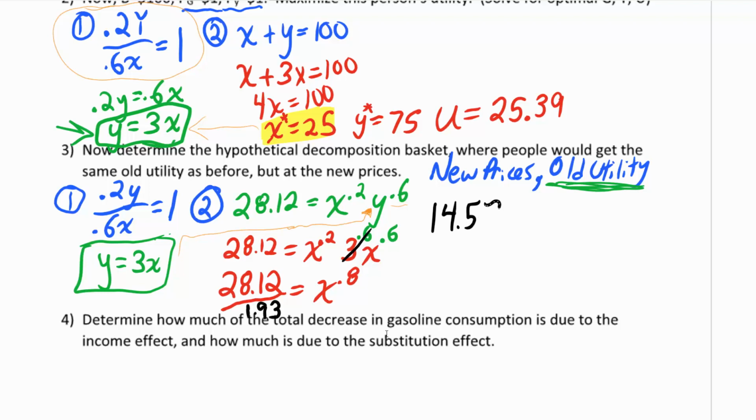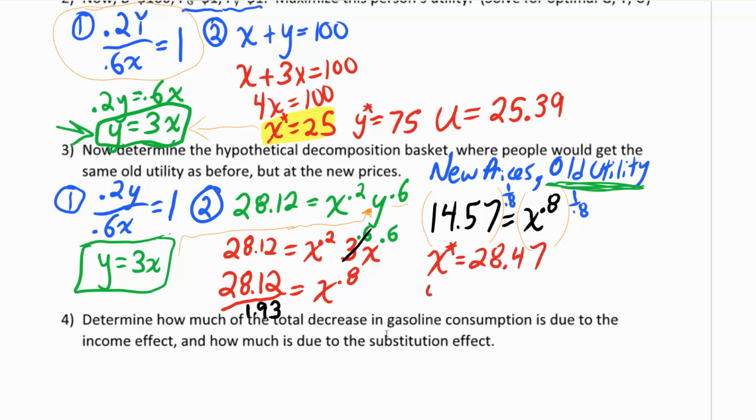14.57 equals x to the 0.8. Now to get rid of that 0.8 power, we want to raise both sides to the 1 over 0.8 power. That leaves us x on the right-hand side, and whatever 14.57 raised to the 1 divided by 0.8 power gives us. I get 28.47, roughly. So our answer, the optimal amount of x, is 28.47.